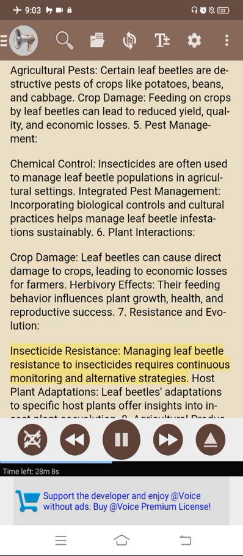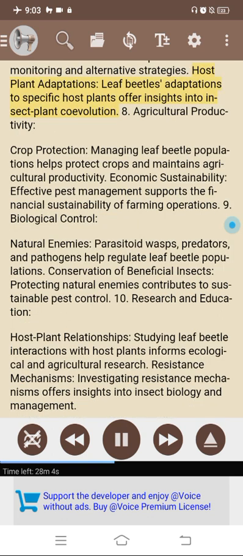7. Resistance and evolution. Insecticide resistance. Managing leaf beetle resistance to insecticides requires continuous monitoring and alternative strategies. Host plant adaptations. Leaf beetles' adaptations to specific host plants offer insights into insect-plant coevolution. 8.